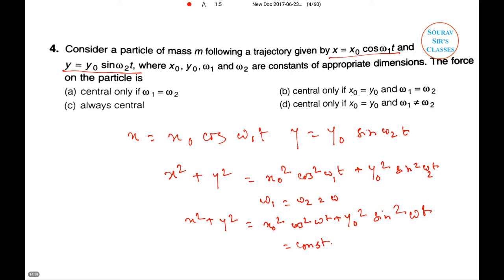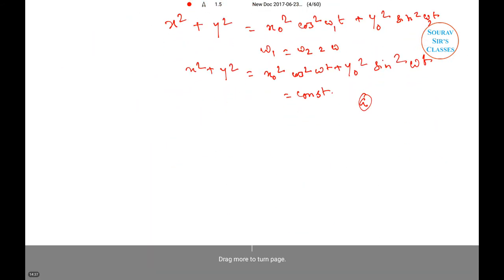So it's very easy to track down the option that is given here, that is central. So the option is going to be A, if it's going to be central only if omega 1 is equal to omega 2. Now let us go to the next question.